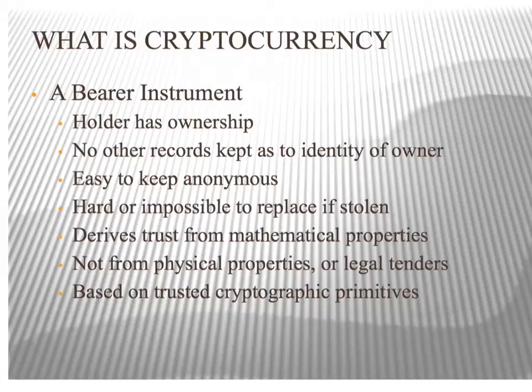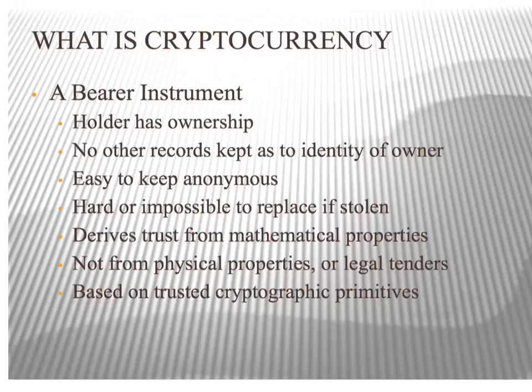Now, in order to use that 100 rupee note, that person does not require any identity card along with that note. Now think of it as a check. If you have a check worth 100 rupees, you have to establish your identity, that you are the person whose name is written on the check. So in the case of a check, other records have to be kept as to the identity of the owner, but not with the 100 rupee note. So a cryptocurrency is similar to a 100 rupee note.